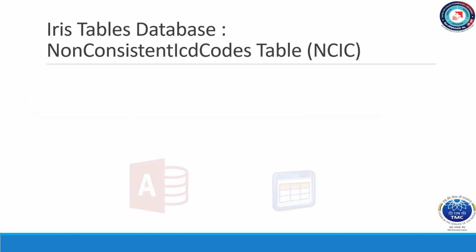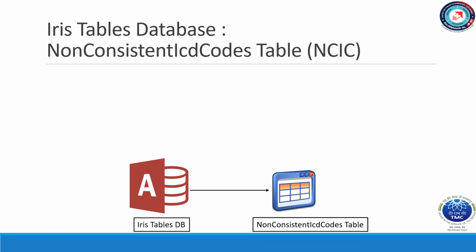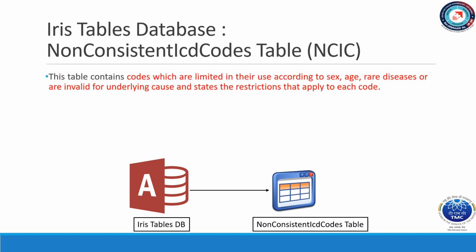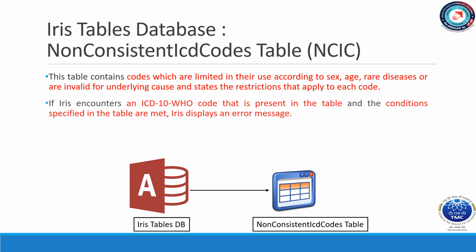Now we'll look into detail the next IRIS tables database table, namely the non-consistent ICD codes table, also known as NCIC. This table contains codes which are limited in their use according to sex, age, rare diseases, or are invalid for underlying cause, and states the restrictions that apply to each code. If IRIS encounters an ICD-10 WHO code that is present in the table and the other conditions specified in the table are met, IRIS displays an error message.